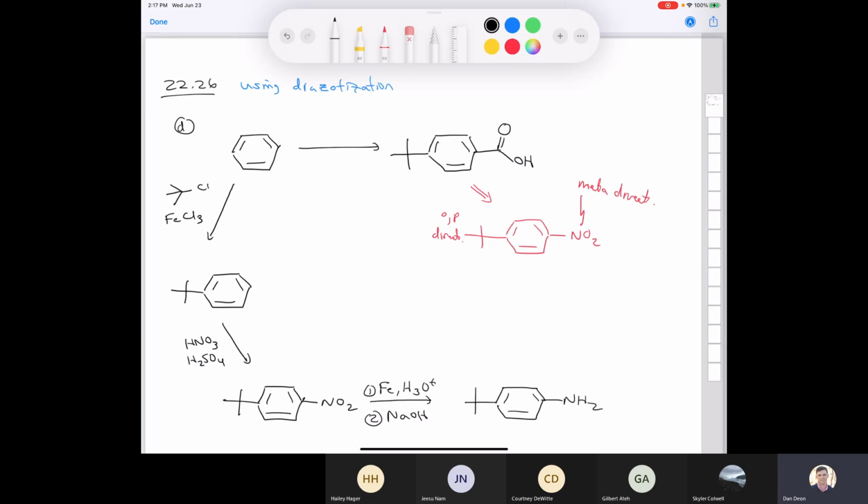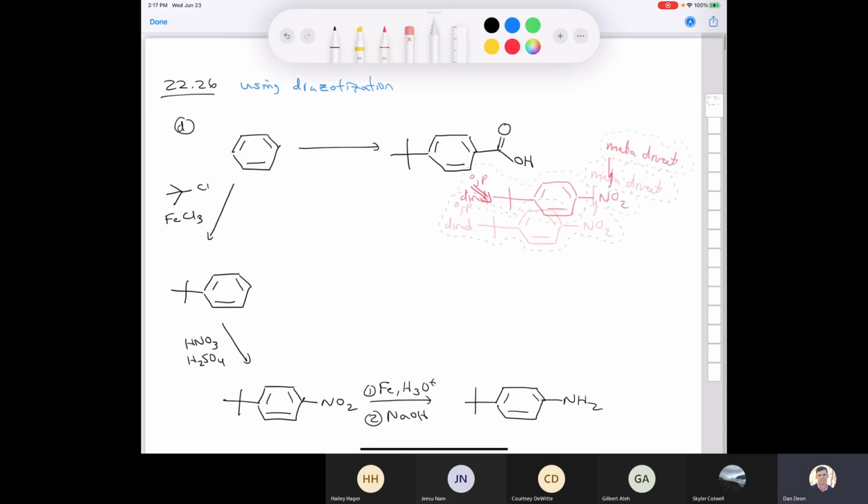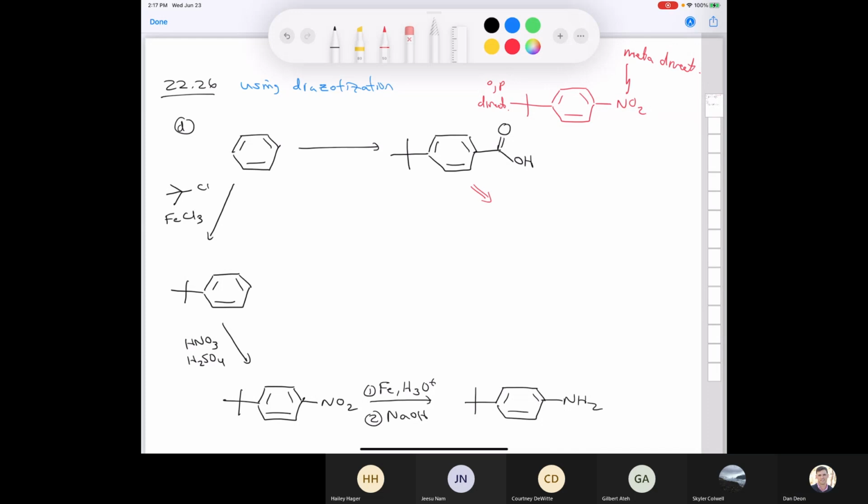Now I'm kind of running out of space here, aren't I? So let me see if I can move this up here, maybe. There we go. So this is my retrosynthesis up in the corner now.